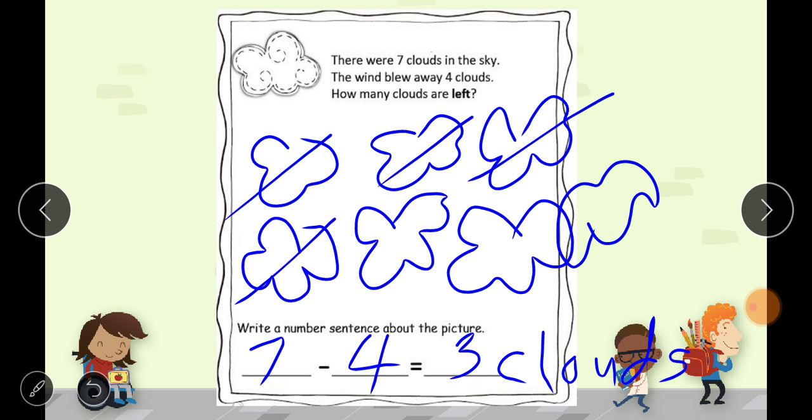Again, all you need to think of is, what am I told to do in this story? How am I to solve this problem? Am I to add or am I to subtract? Okay, there are some things you need to look out for in a story to know that you have to do what? Subtract. Very good.